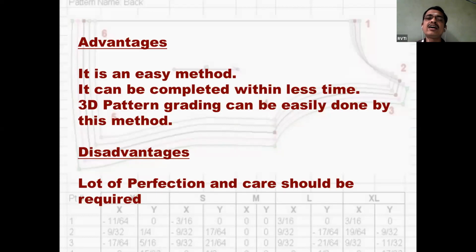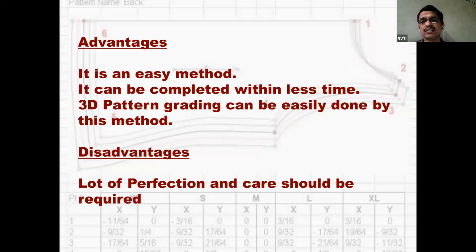But particularly for waist suppression, breast suppression, like that, for some styles we have to apply 3D grading also, because the suppression amount may vary, and the dart position also varies. So for that, we have to apply 3D pattern grading, and 3D pattern grading can be easily done by this method. The disadvantage is that a lot of perfection and care is required for this method.